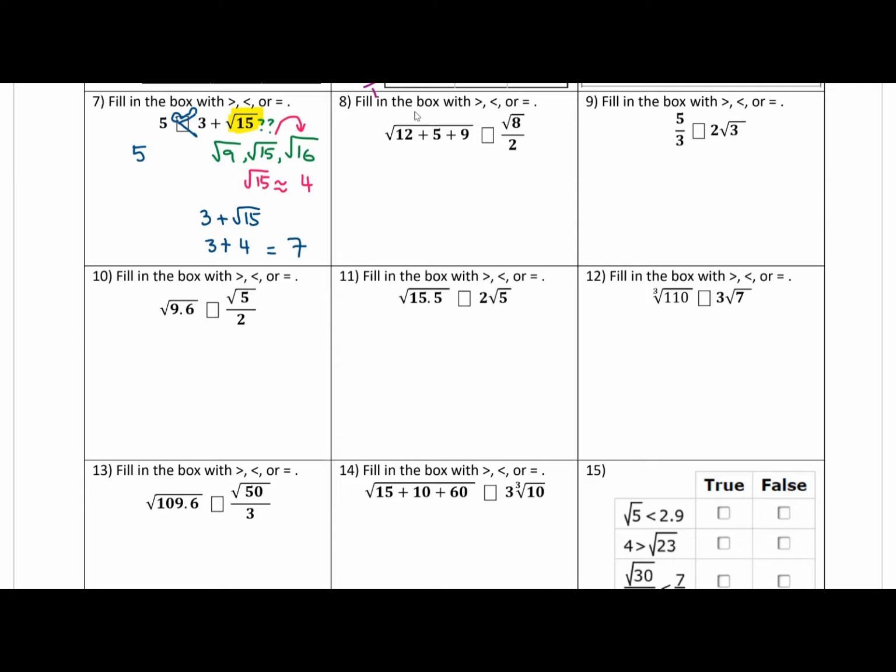Okay, problem 8. Fill in the box with greater than, less than, or equal. So we have two expressions here. Square root of 12 plus 5 plus 9. We can work this out. 12 plus 5 is 17, plus 9 is 26. Square root of 26.